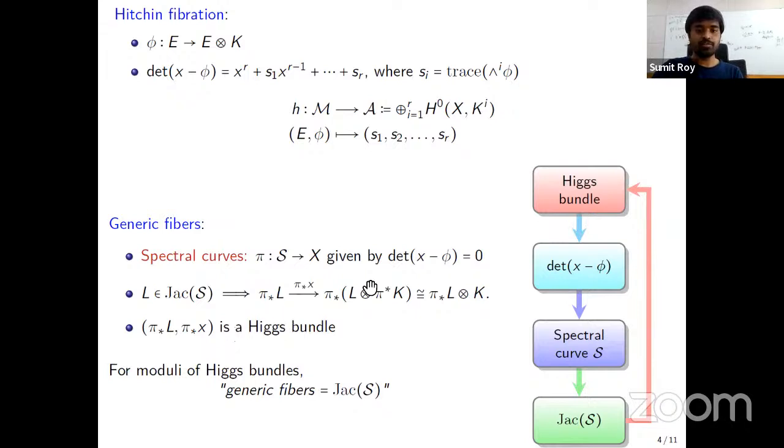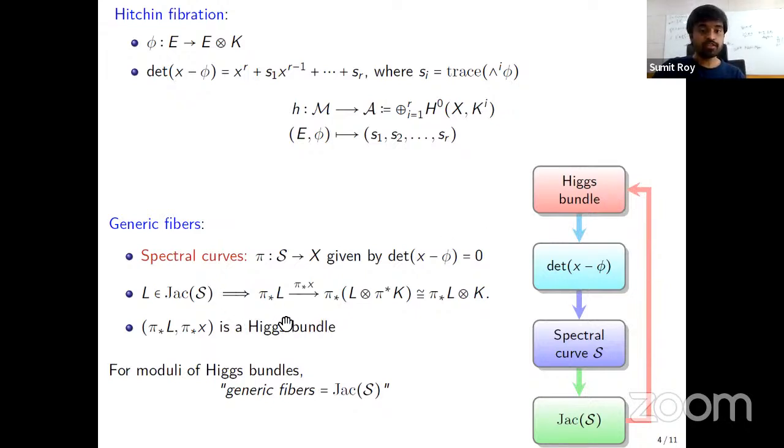So what we have seen, this is the loop. If we begin with the Higgs bundle, then consider the characteristic polynomial of the Higgs field. And then the zeros of that characteristic polynomial give you the spectral curve. And then if you consider a line bundle over that spectral curve, the Jacobian, and then the push forward, this gives you a Higgs bundle. Okay? This is a loop.